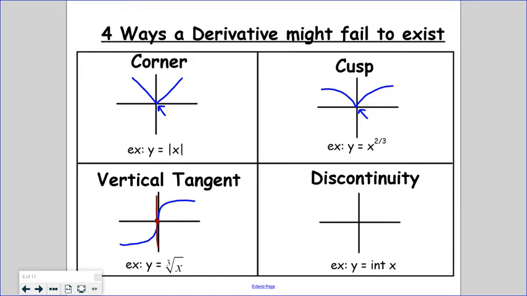The last one is if our graph has some sort of discontinuity. Remember, we've got lots of options for discontinuities. We've got infinite, removable, and jump. The example I have up here is a jump discontinuity. Any type of discontinuity is going to create a point of not being able to differentiate. The greatest integer function would be an example of one of those. There would be your discontinuities.